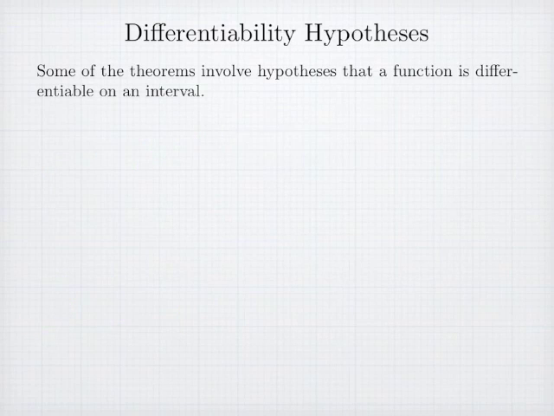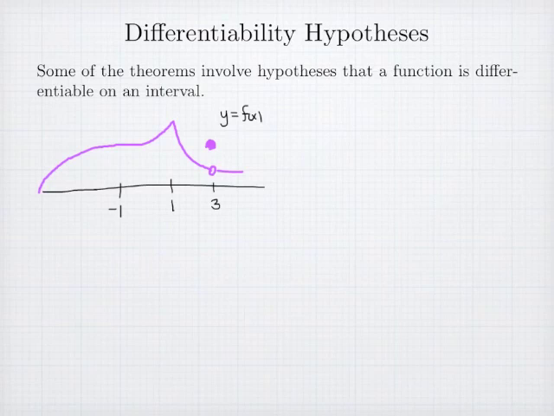In addition to continuity, differentiability plays an important role in several of the theorems. Let's review the basic idea of differentiability. A function is differentiable means it's both continuous and smooth, so that we can define a tangent line at a point. Here's an example of a graph of a function that will allow us to explore some of the possibilities.